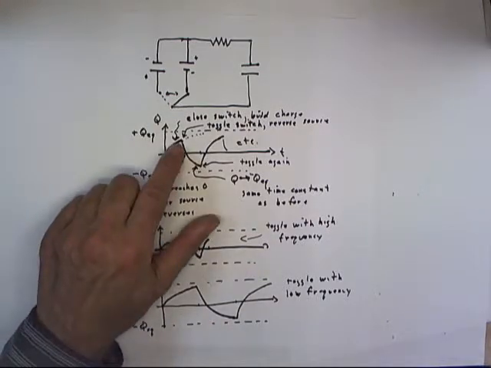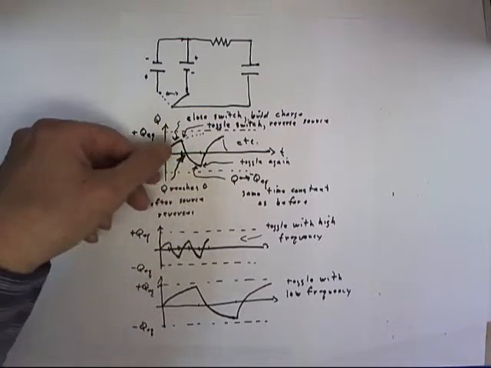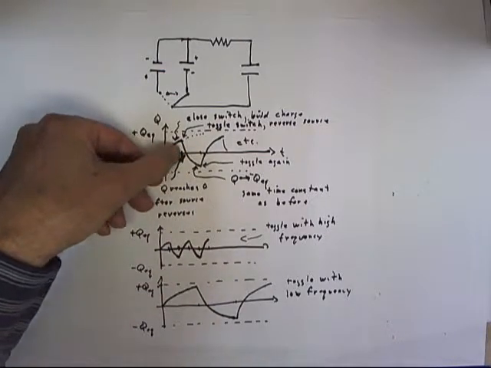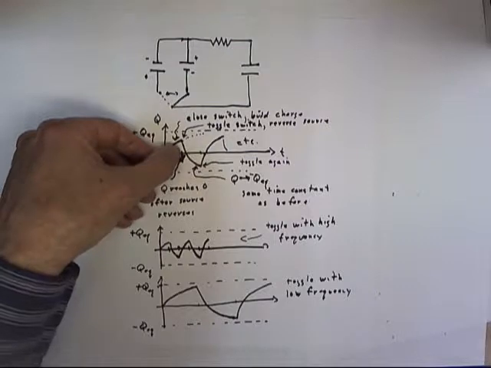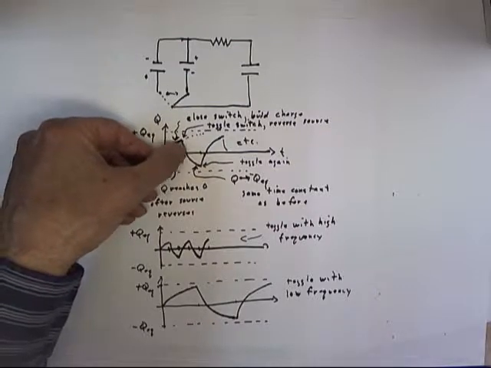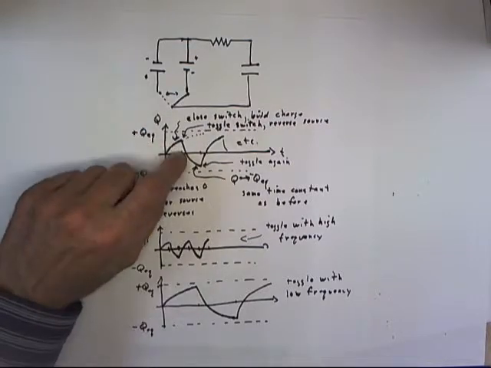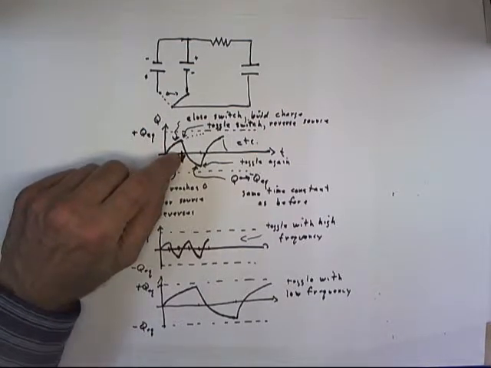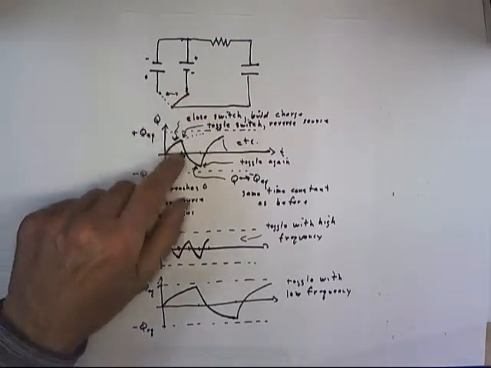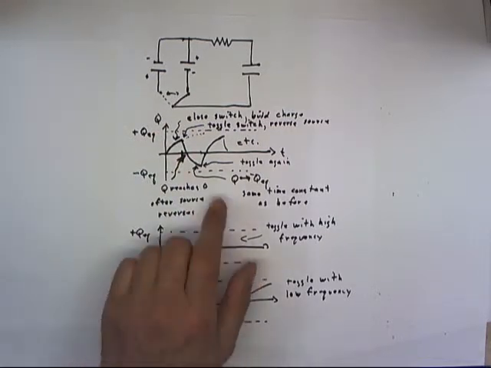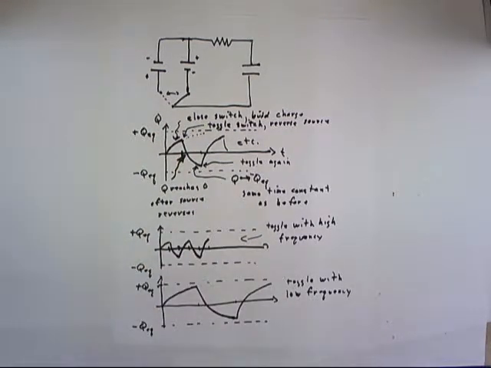Notice that the charge doesn't reach zero at the same time we reverse the switch. After reversing the switch, there is some time delay while the charge falls back to zero. So the capacitor becomes uncharged, not at the instant we throw the switch or toggle the switch, but at some later instant. That's an important property of these circuits that comes out of the solutions to the equations, so that when we interpret those solutions, hopefully we'll have some insight into what's going on.